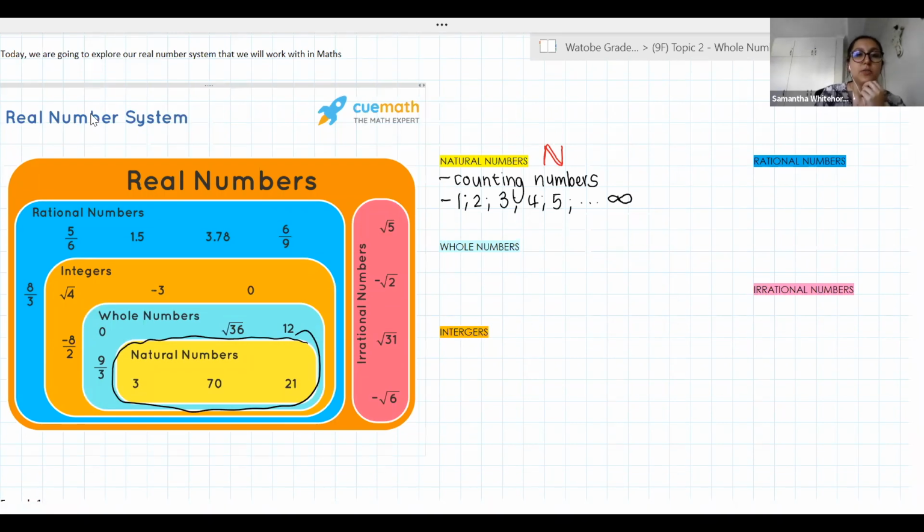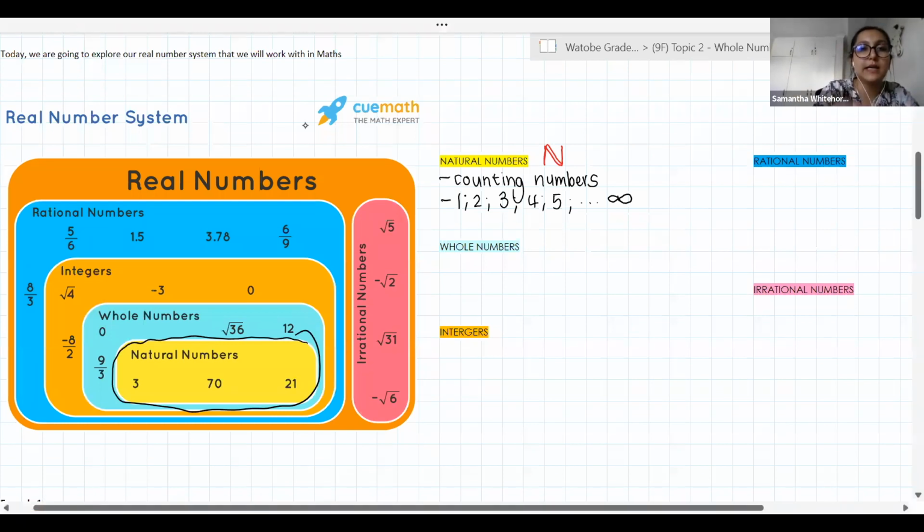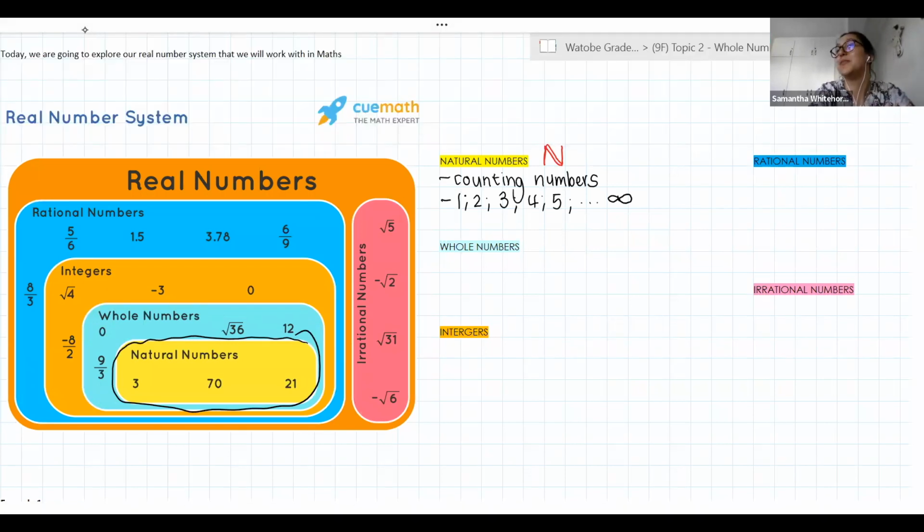Can anyone tell me, if we move up the blocks, what are whole numbers? Whole numbers are slightly different than natural numbers. So what are our whole numbers?